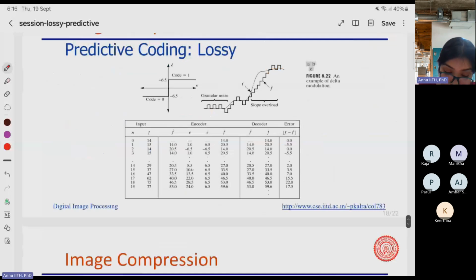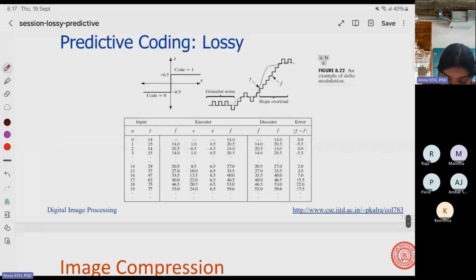Basically, after this predictive coding, we can approximate with respect to delta modulation. Then finally, we have this lossy compression. As we know, we need to change this analog signal to digital signal, and then we will do this quantization. So here we will have this input, suppose 0, 1, 2, 3. This f has these values, this is the f function. This f cap is the predictive value. The error calculated is f cap minus f. This is e dot that we had. And this is the delta modulation that we approximated.